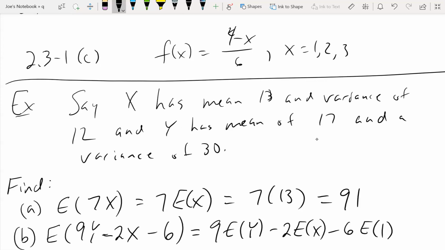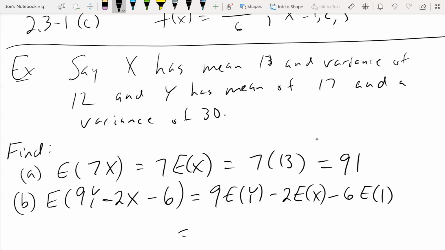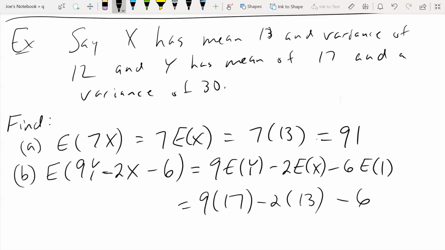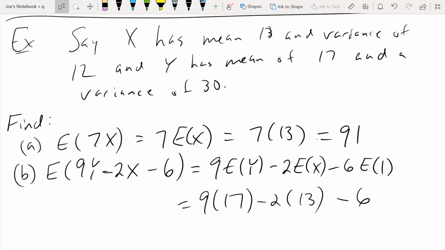All right, so then we see when we're using the theorem here, right? We're breaking it up, pulling out the constants and breaking it up over the sums. So then what are we going to plug in for E of Y? 17. And for E of X? 13. 121? That seems low.